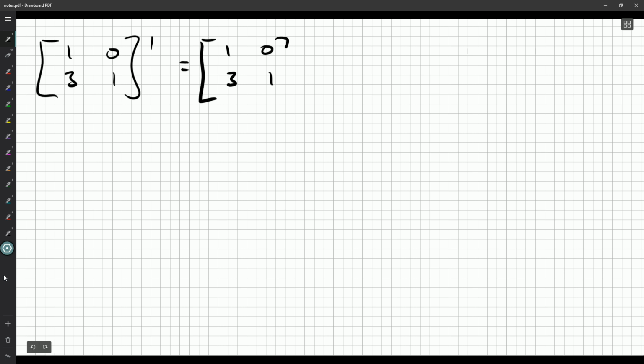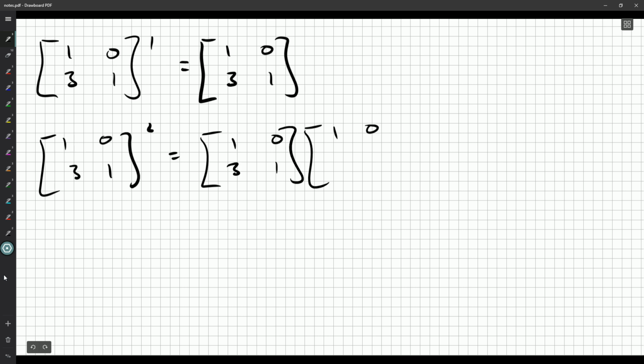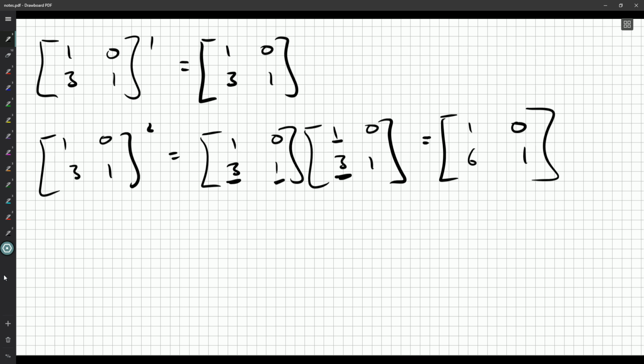Now to the power 1 is always the easiest thing. Just take that matrix and write it out, really. What about to the power 2? Well, we don't just square each of the entries. You actually have to take 2 copies of this matrix and multiply them together. But we're good at multiplying matrices, so it doesn't take us too long. 3 and 1, 1 and 3, 6 down here. And we get 1, 0, 6, 1.